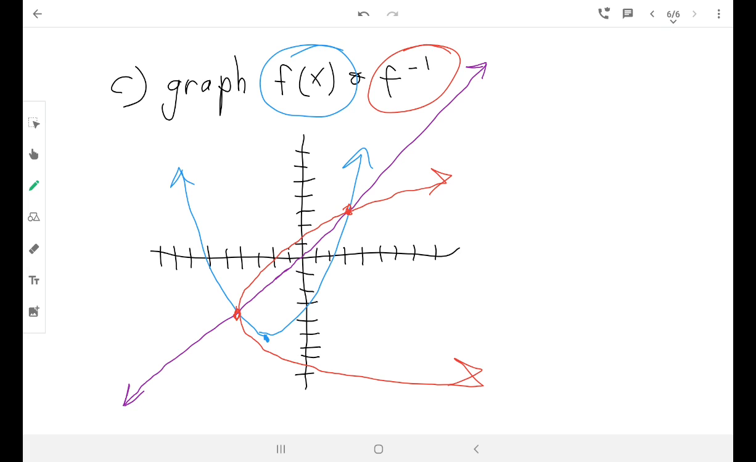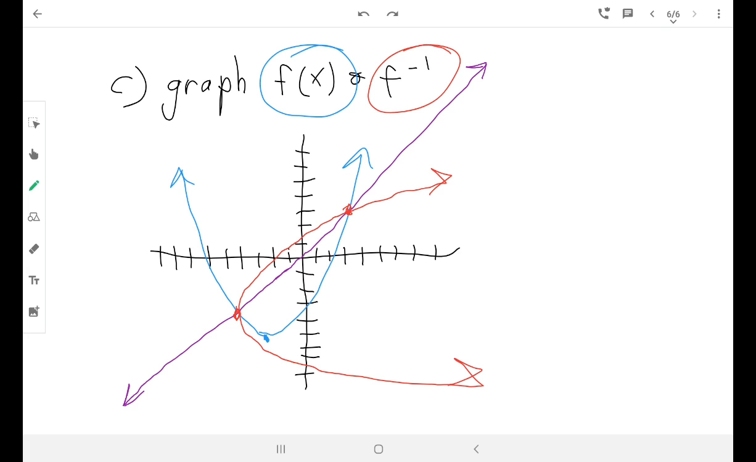And it should be a little more symmetric right there. I didn't make that quite as symmetric as I'd like it to be, but we're sketching here, so. But you should see the reflection there. It should be pretty obvious, okay? So that is doing a lot of different things with inverses.